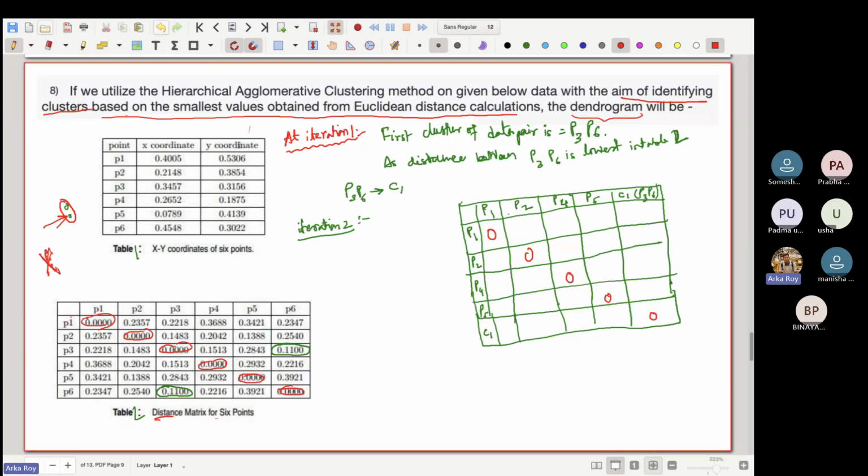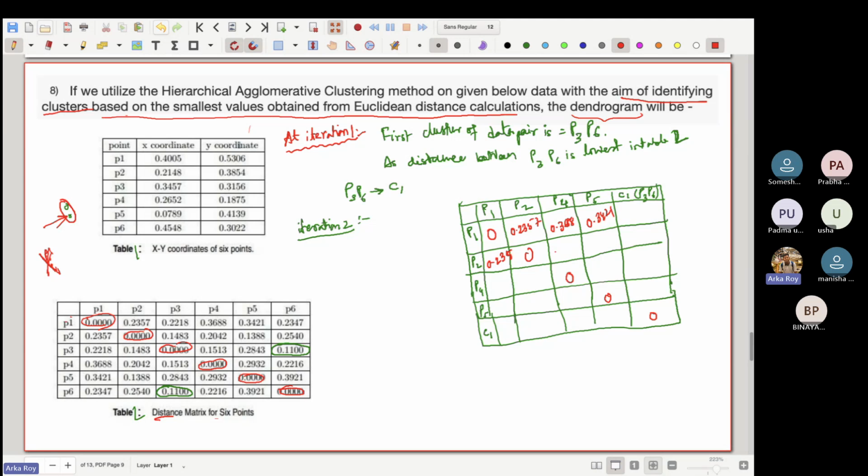So for some of the cases I have already been given the off diagonal elements, that is 0.2357. Then P1 to P4 is 0.3688. Then you have 0.3421. P2 to P1, the distance is 0.235. Let me write only two digits, or will it make any confusion? Let me write 235.